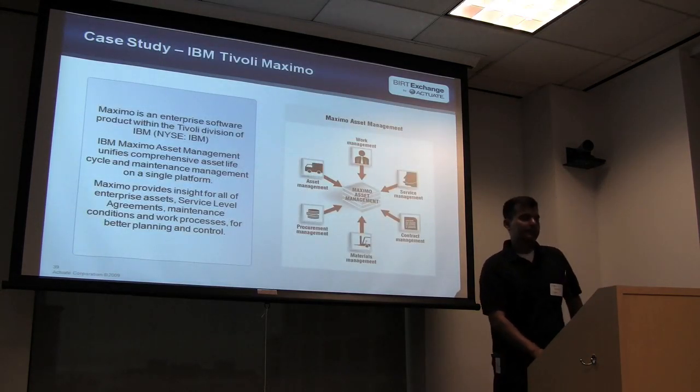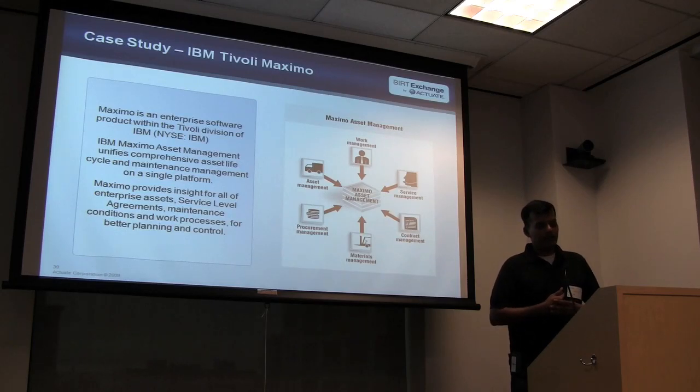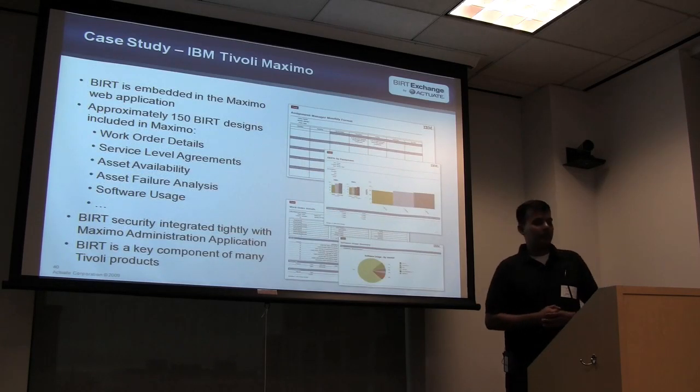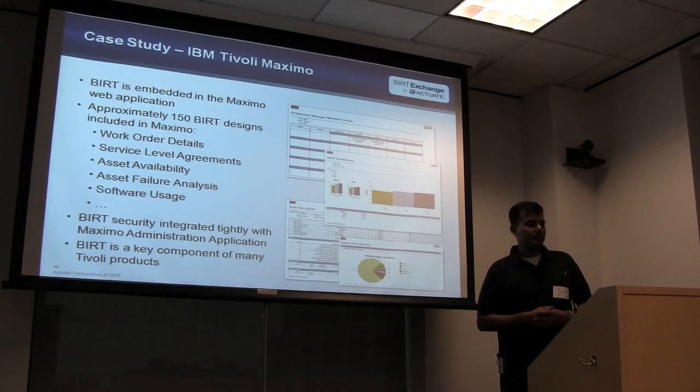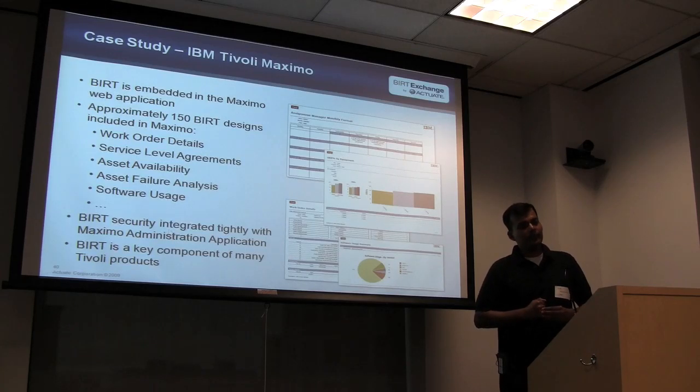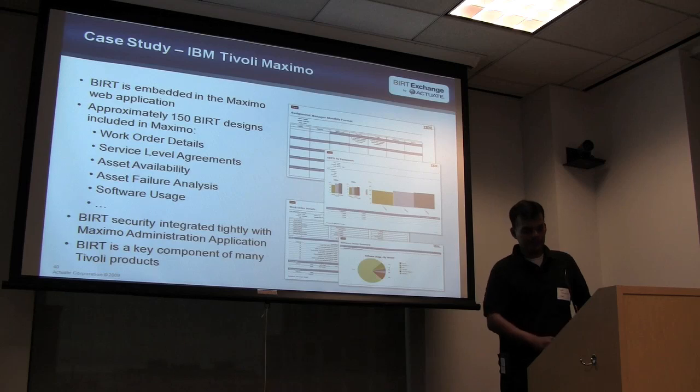Finally, I'll go over a quick case study. This is the IBM Tivoli Maximo. Maximo is a product which has various modules like asset management, work management, and contract management. They came to us looking for a reporting solution in which they wanted to show the data in a visually appealing way to the customers. BIRT is now heavily used in the IBM Maximo products. We have around 150 BIRT report designs available in Maximo. There are various kinds of reports created using Maximo, and you can see on the right-hand side a few examples of BIRT reports in Maximo. The key point here is that we have implemented BIRT security with them so that we can deliver the right reports, the right data, to the right people.